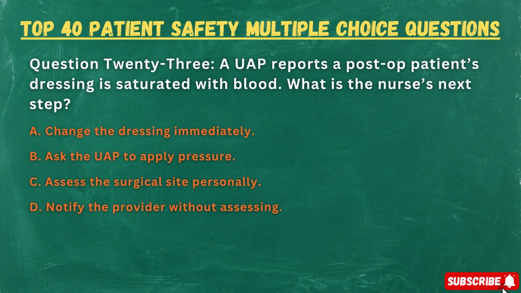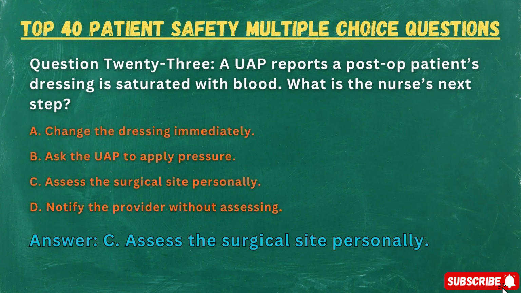Question 23. The UAP reports a post-op patient's dressing is saturated with blood. What is the nurse's next step? A. Change the dressing immediately. B. Ask the UAP to apply pressure. C. Assess the surgical site personally. D. Notify the provider without assessing. Answer: C. Assess the surgical site personally.